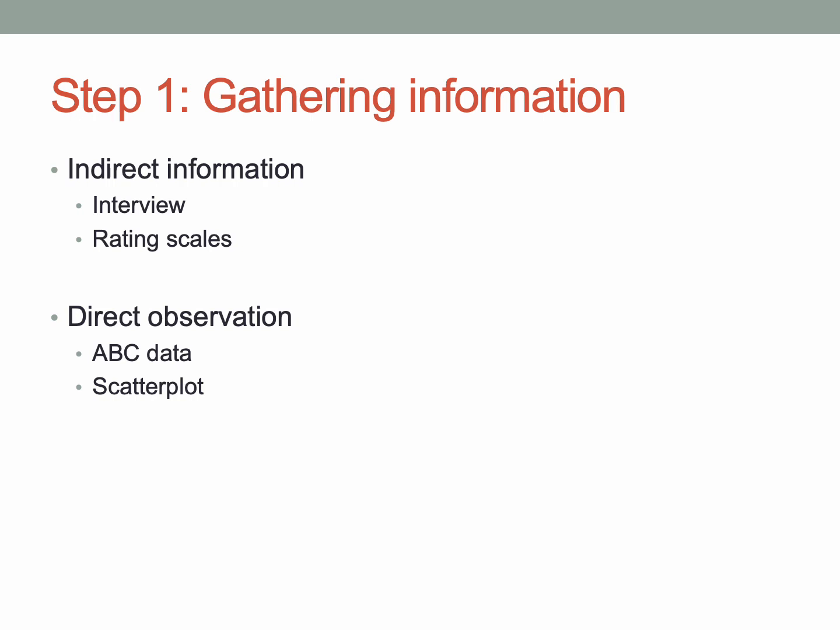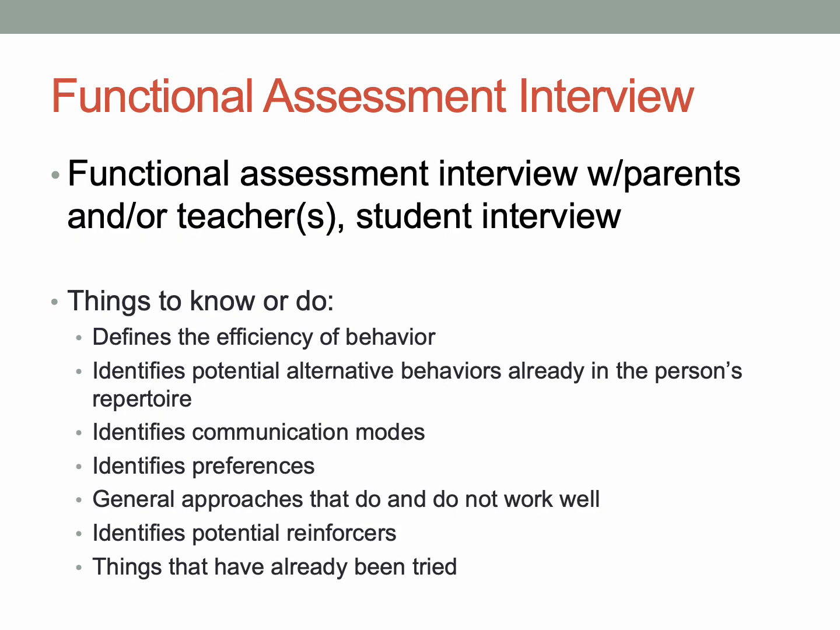FBA methods can be classified into 3 types: functional analysis, descriptive assessment, and indirect assessment. Functional analysis is a good one, but it's frequently used in research, so we are not going to talk about it. We will use descriptive assessment and indirect assessment. So indirect information can be gathered through interview and rating scale, and direct observation includes ABC analysis and scatter plot. Let's talk about the interview.